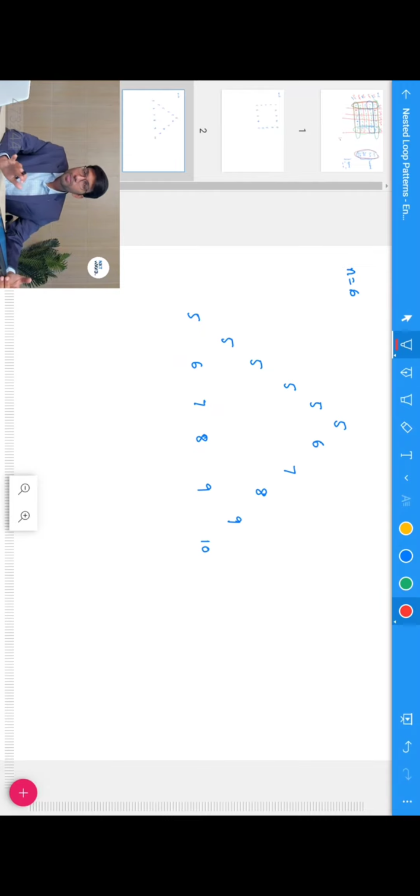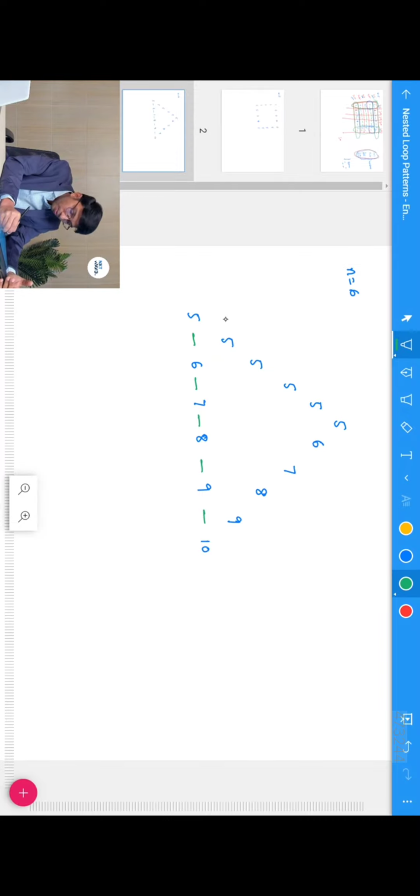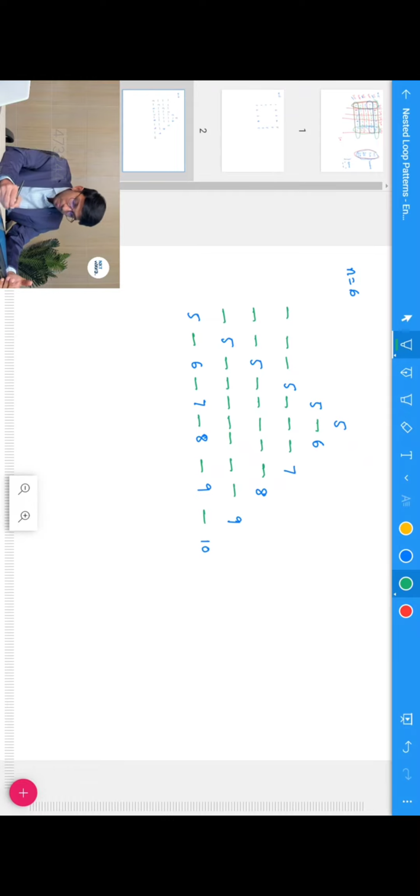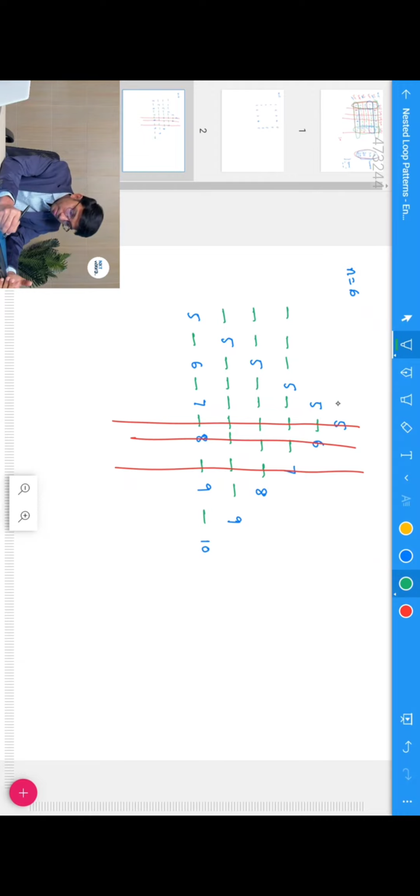So first step, what is the first step? Always fill out the spaces. So let's fill out the spaces. This is the space between 5 and 6, space between 6 and 7, space between 7 and 8, 8 and 9, 9 and 10. Next, above 5 there's a space, above 6 there's a space. So let's quickly fill out all the spaces. Okay, so broadly this is the line.